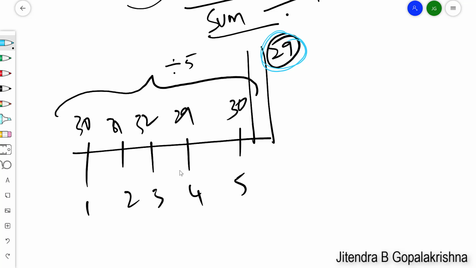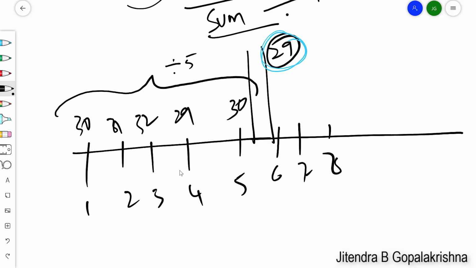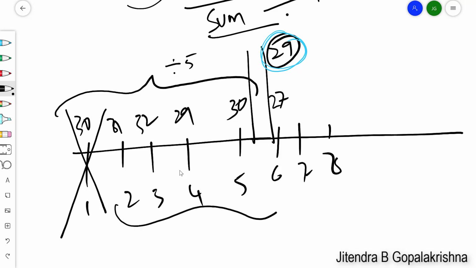Now I want to calculate the moving average of this temperature for 5 continuous days. What does it mean? Now I get the 6th day. When the 6th day comes, I will let go of the first day. On the 6th day, say the temperature was 27. So now I will take these 5 days and calculate the average. Maybe that is 27.5.